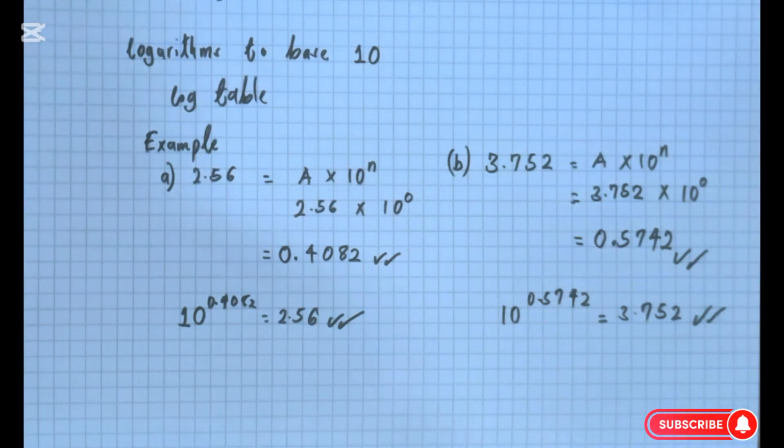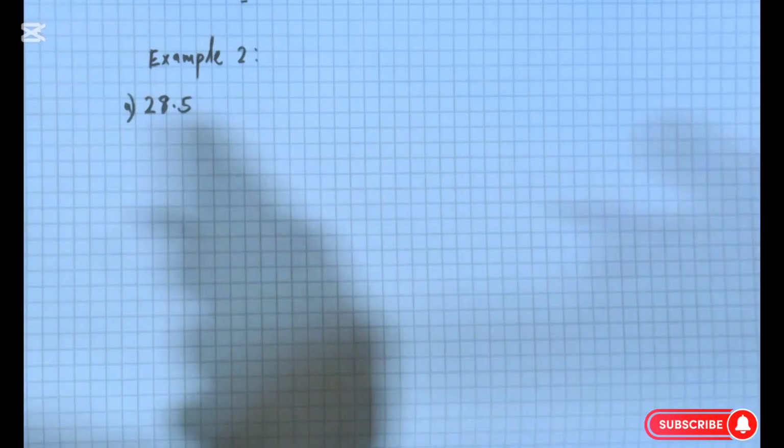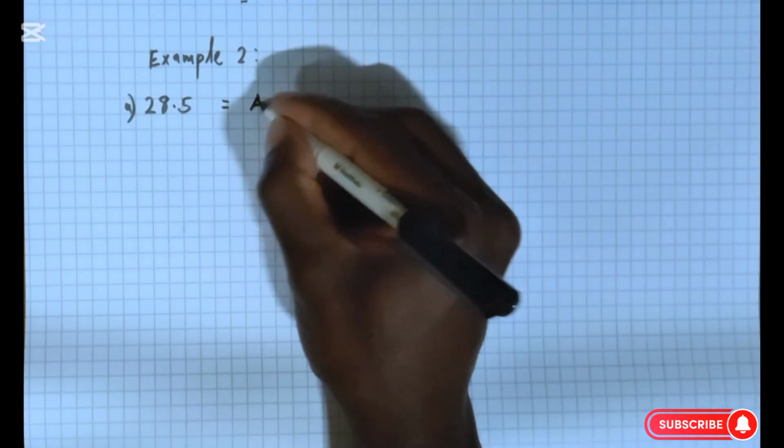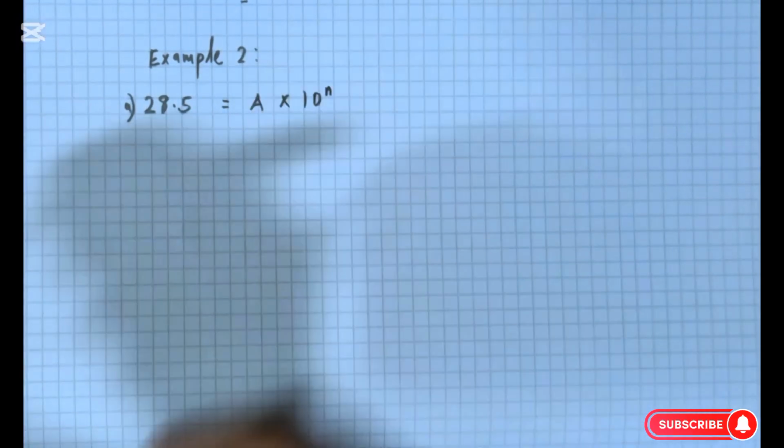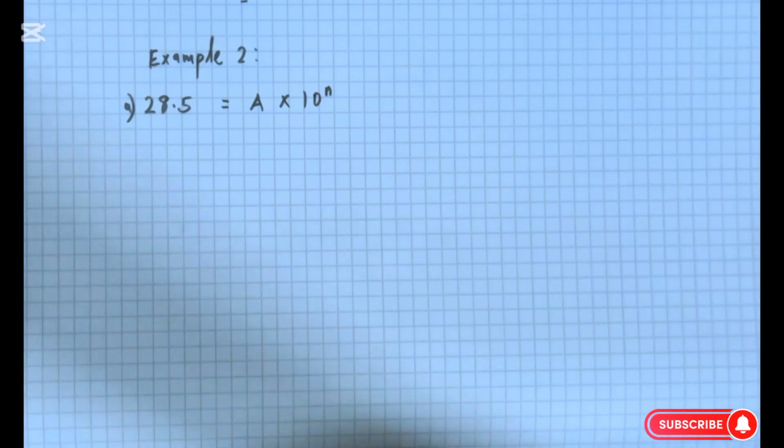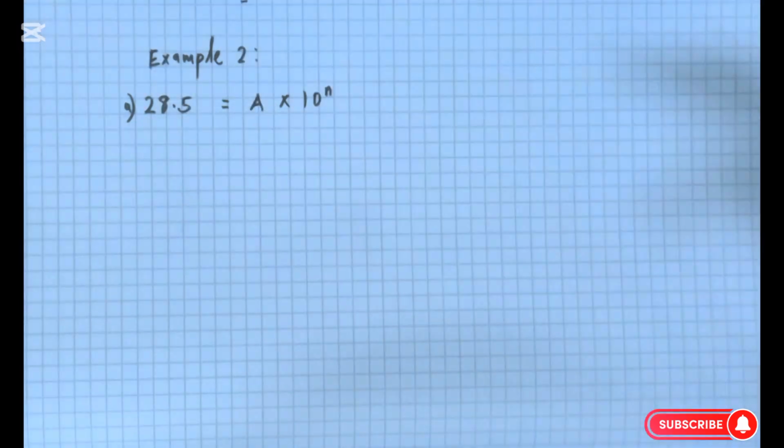All right, so that is it for these 2 examples. Let me do 2 final examples, a little bit complicated, then we call it a day. So we are having the number 28.5 and we want to find its logarithm from the log table. The first thing we want to do is write it in standard form, which takes the form a times 10 raised to the power of n, where a is supposed to be between 1.00 and 9.99 recurring, basically 10 not included.